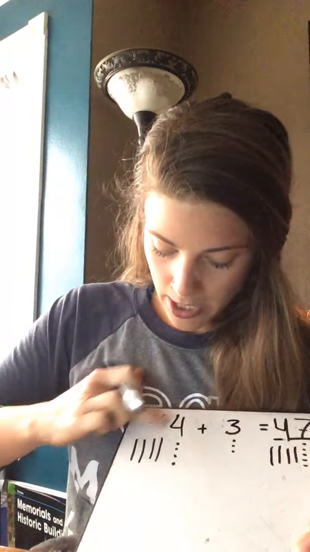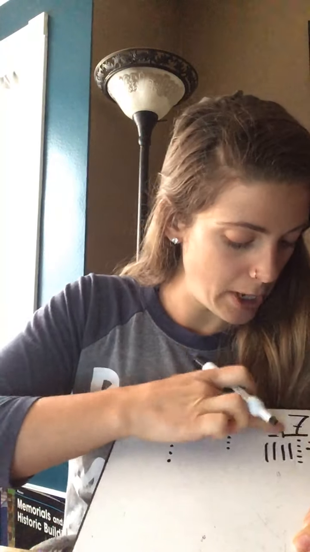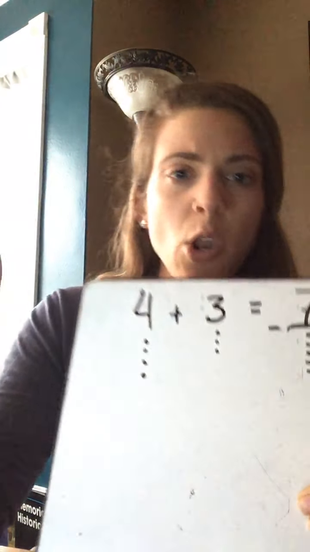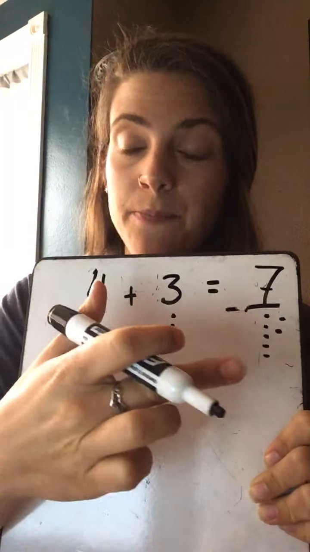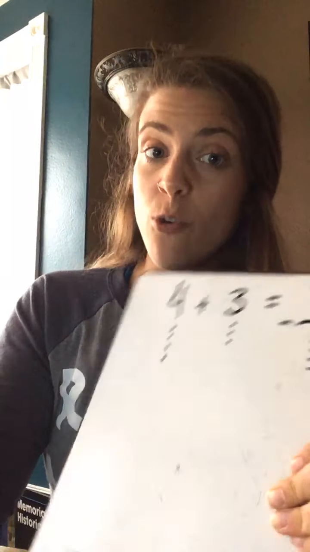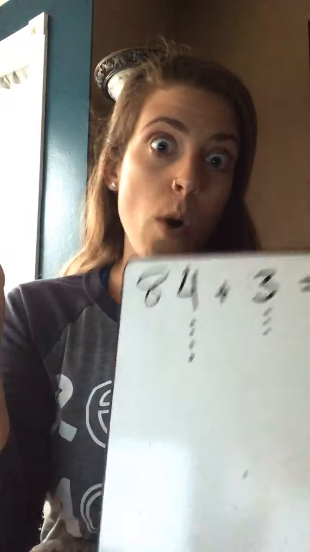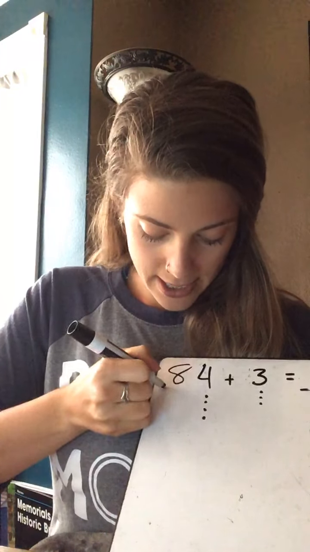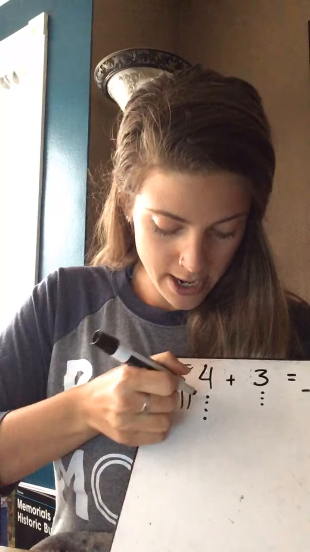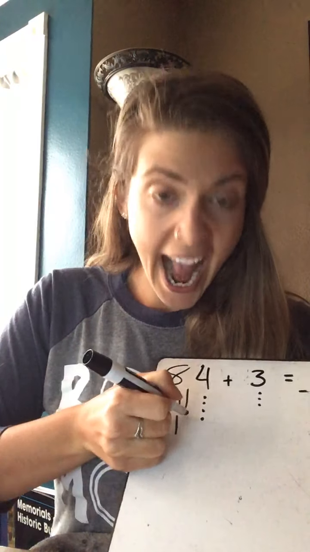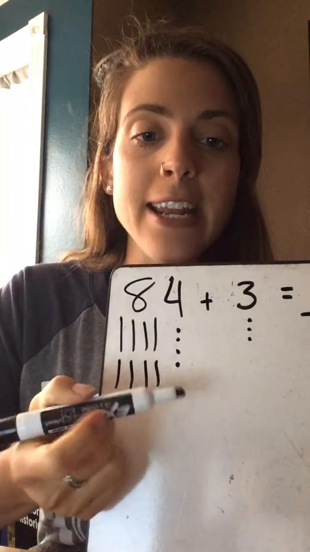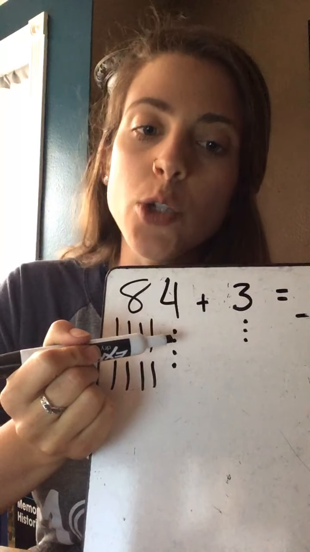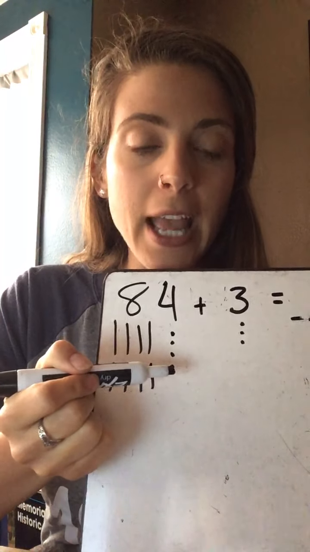Ready for this? Instead of 44, I'm going to erase all of this time. We're going to keep our ones though, because our ones are staying the same. We're going to do 84. Whoa, how many tens are that? 8 tens. So let's count our tens. 10, 20, 30, 40, 50, 60, 70, 80. So we have 80 plus 4 more is 81, 82, 83, 84.